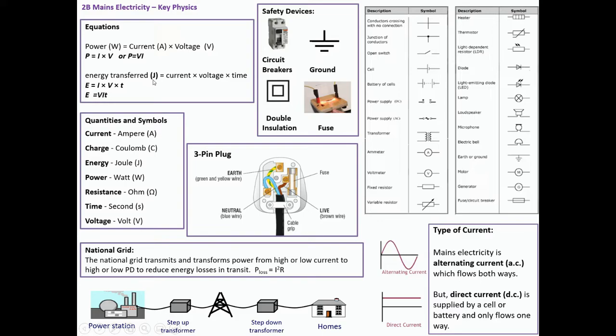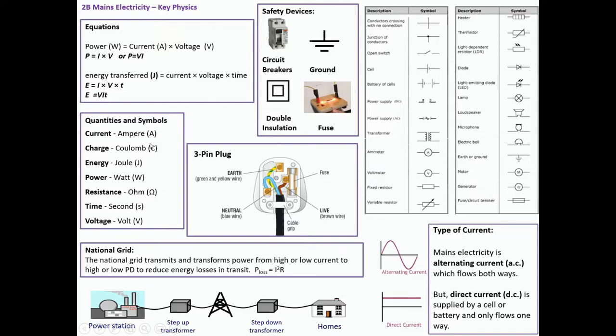Energy transferred in a circuit in joules will be current times the voltage times the time. You need to do that in seconds and convert from minutes or hours. E equals IVT or E equals VIT. And of course, you've got power there. P could be here. So energy is power times time because power is the rate.